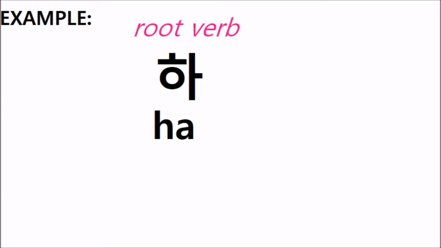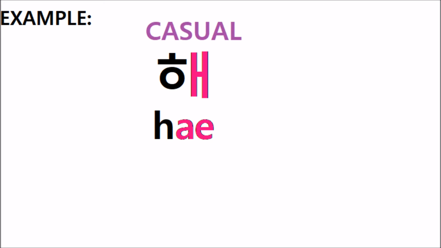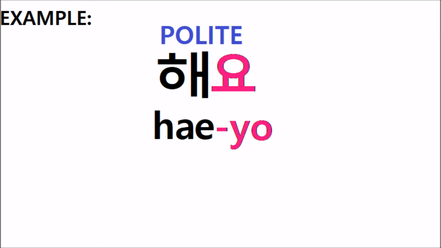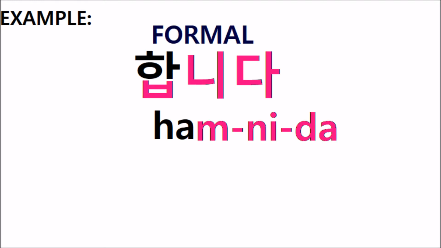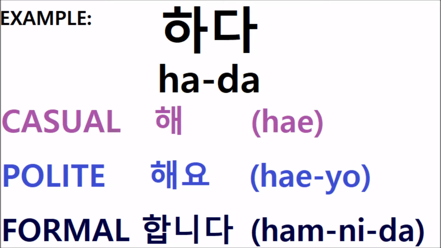Then, to make the casual version, we will change the a to an a. Hey. For the polite form, we add yo to the casual form. Hey, yo. And for the formal form, we add mnida to the root verb. 함니다. There we go, all done. These are the present tense endings you will use for any hada verb you encounter.